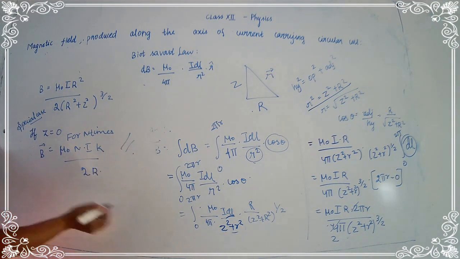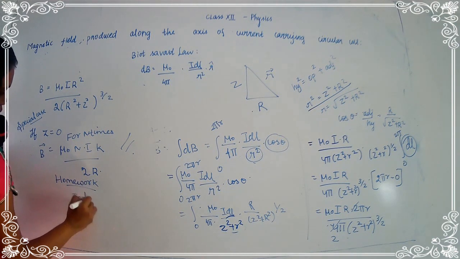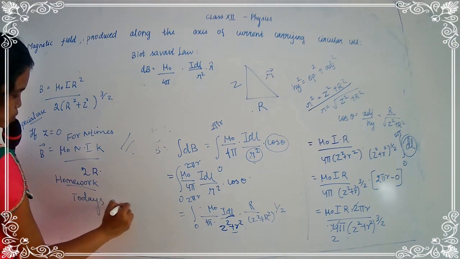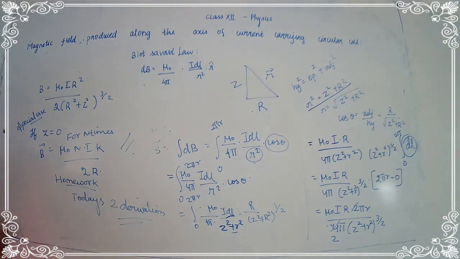Write down the homework. Today's 2 derivations are your homework and assignment. Make it as an assignment properly. Go through it, go through your book also. In your book, for the first question, change the B A values, okay? Right. Okay children, thank you, have a nice day.